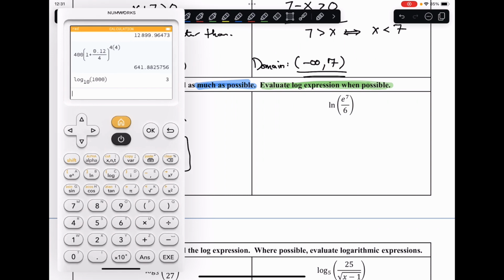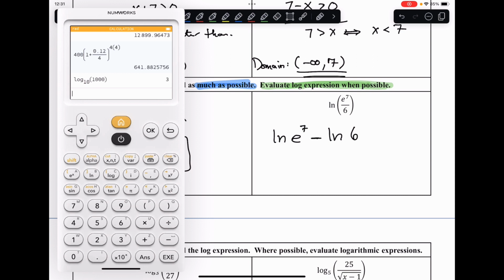And if I'm going to do the one on the right, same thing. If I take the natural log of e to the 7 and subtract, because we're dividing, the natural log of 6. This is again as expanded as I can get. I can do one more thing.